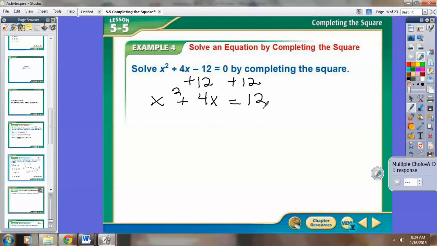What do I have to have there on the left side in order for it to be a perfect square trinomial? X squared plus 4x. Let me ask you this. What does c have to be to make this a perfect square trinomial? 4. Half of 4 is 2, and then 2 squared is 4. So let's add 4 there where c is.